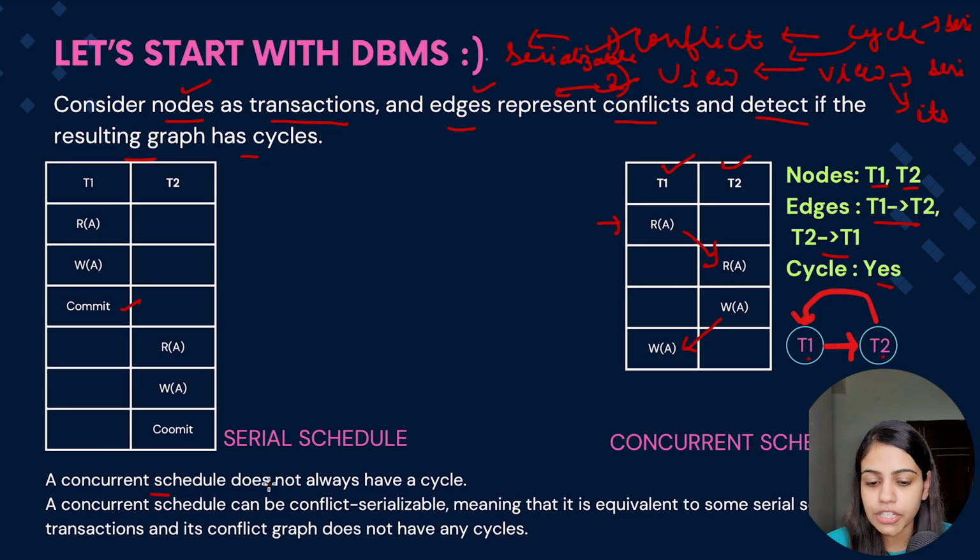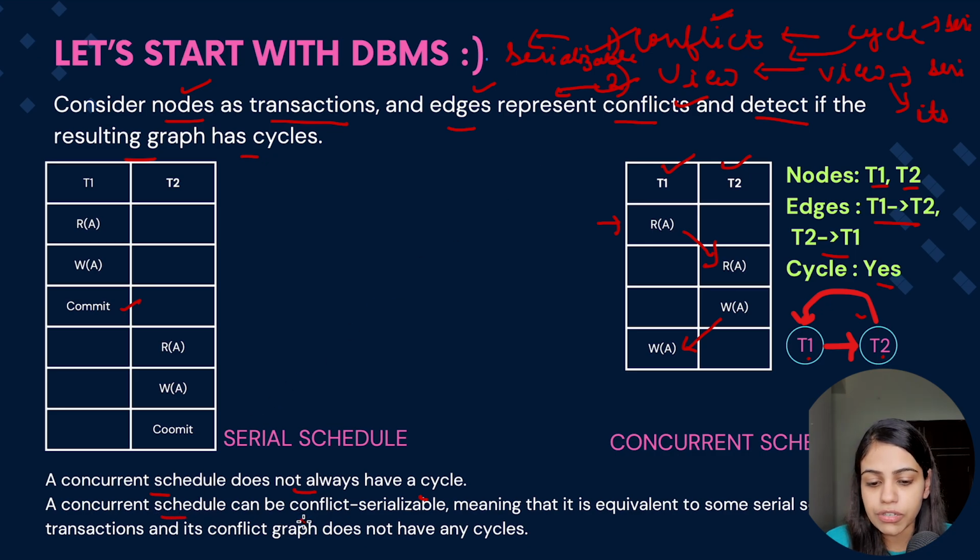A concurrent schedule does not always have a cycle. It's not always possible that a concurrent schedule will have a cycle. It can have a cycle, or it can not have one. If it has a cycle, we need to check for view serializability. If it doesn't have a cycle, we can say that it is conflict serializable, because of which it is serializable.